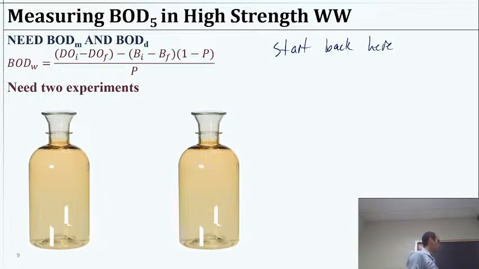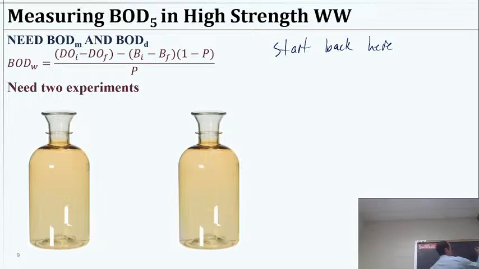So we'll say BOD initial, and I'm going to make a little more room over here. We would say that's the DO initial of the primary bottle. We have two bottles. DO initial minus DO final, all that minus what's in the other bottle. So this would be the mixture, and we have this other bottle with just dilution.